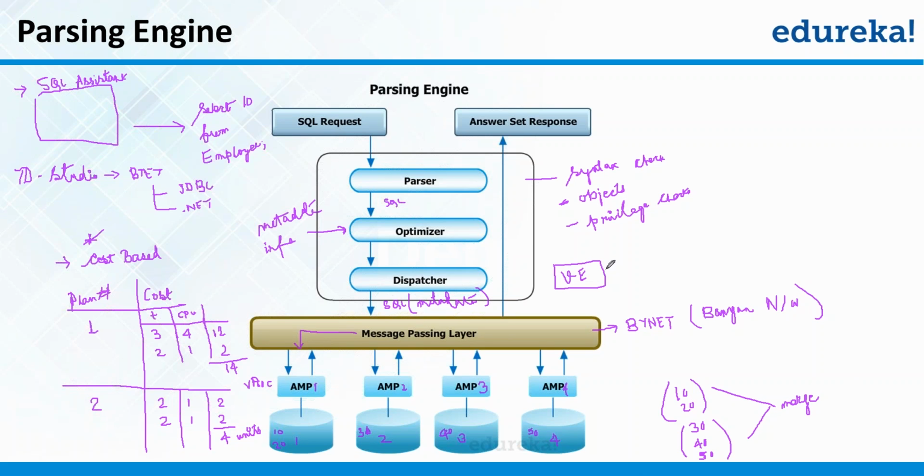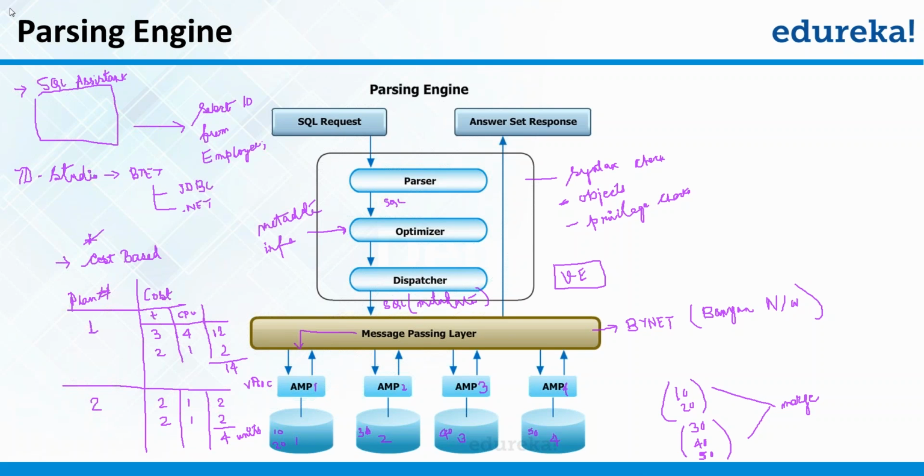Okay, so is it clear now what an AMP is, how it is fetching data, and how the parallelism is basically happening in the system? Are there any questions around this?